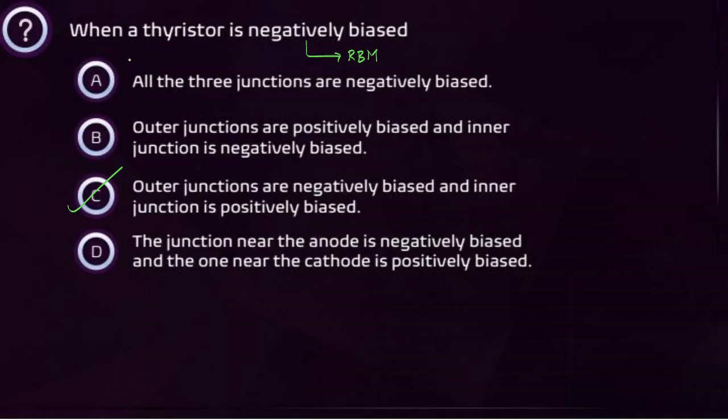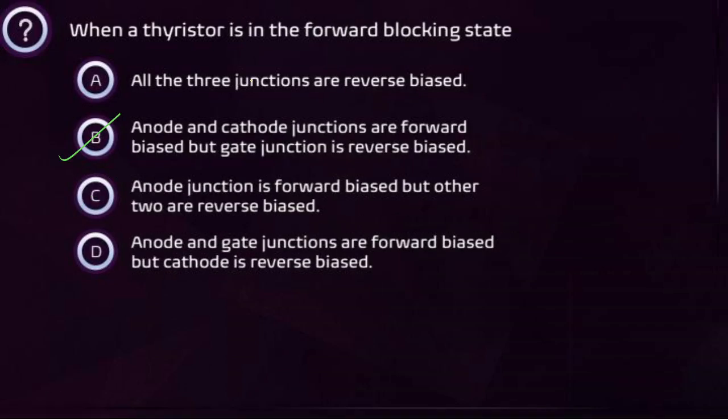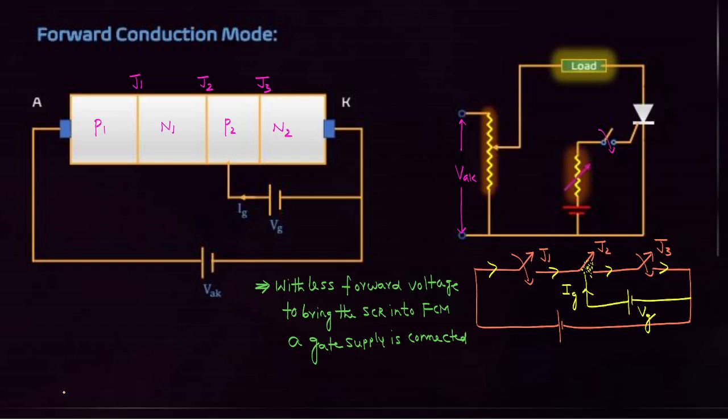Here I have given: when a thyristor is negatively biased, that means reverse blocking. Outer junctions are negatively biased and the inner is positive. Positively biased means forward bias, negatively biased means reverse bias. You have to remember that. When a thyristor is in the forward blocking state, the anode and cathode junctions, that is the outer junctions, are forward biased. The inner junction is reverse bias. These observations are important.